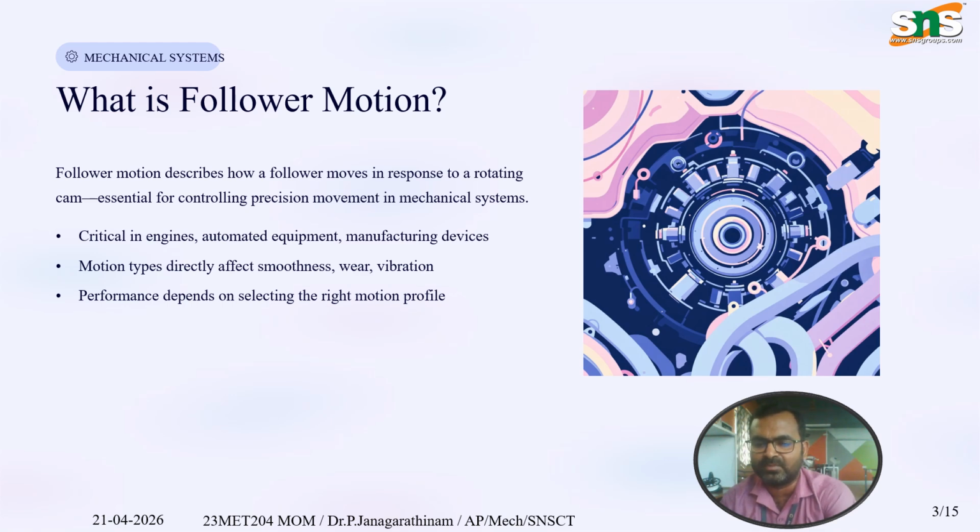While the cam rotates from 0 to 360 degrees, the follower moves through a linear back-and-forth or uplifting motion based on the cam rotation. This is essential for controlling precision movement in mechanical systems, which are used in IC engines, reciprocating engine mechanisms, automotive industries, CNC machines, etc. It is critical in engines, automated equipment, and manufacturing devices. Motion types directly affect smoothness, wear, and vibration. So follower motion is essential for controlling wear and vibration, and performance depends on selecting the right motion.